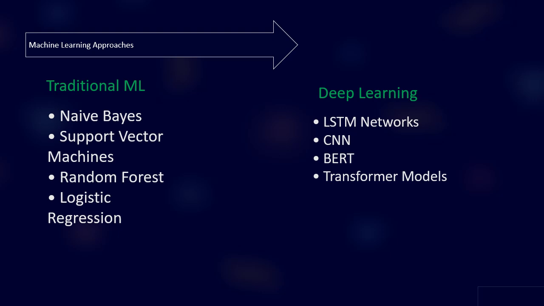Let's see various machine learning approaches. We have two types of machine learning approaches. One is traditional machine learning and one more is deep learning. So in machine learning, as we discussed before, Naive Bayes, support vector machine, and two more: random forest and logistic regression. Coming to deep learning, there are a few types we need to discuss. One is LSTM networks, CNN, BERT, and transformer models, which are similar to the traditional ones, but using deep learning, it will be very useful to us in Vader.